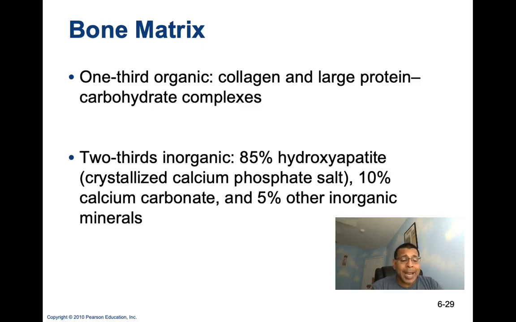The organic components will include cells, and we've seen all three types. And we also have osteoid. Osteoid is the organic part of the matrix, and this includes the ground substance and the collagen fibers. Then the inorganic components will include the hydroxyapatites mostly, which are your mineral salts, largely calcium phosphates. And then 10% calcium carbonate, and the other 5% is inorganic minerals.